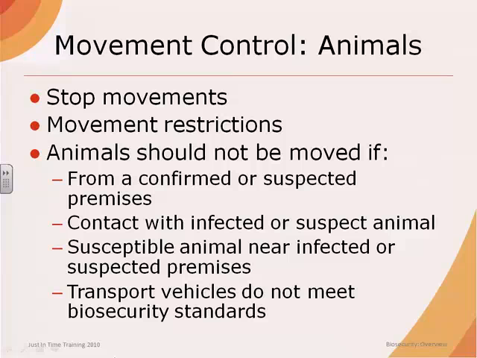Movement restriction measures should include any animals from a premises confirmed or suspected of the disease, any animals that have had contact with infected or suspected animals within at least 2 incubation periods of the disease of concern, any susceptible animals near the infected or suspected premises until veterinary evaluation has occurred, and any transport vehicles that do not meet biosecurity standards, such as proper C&D measures.